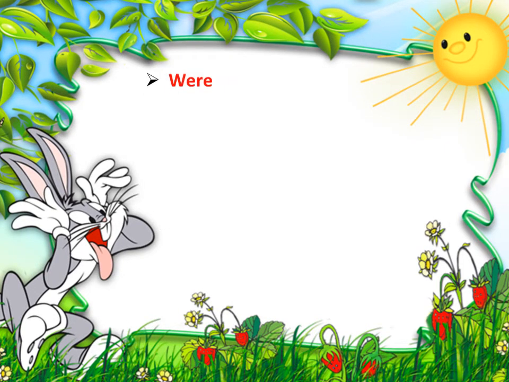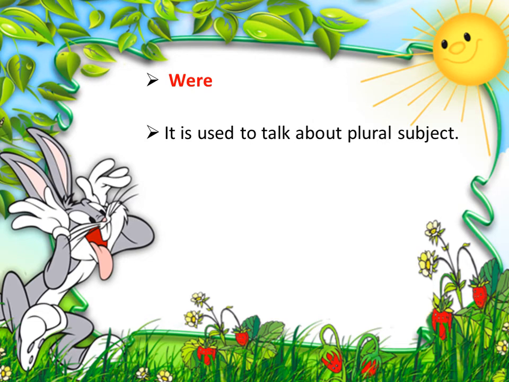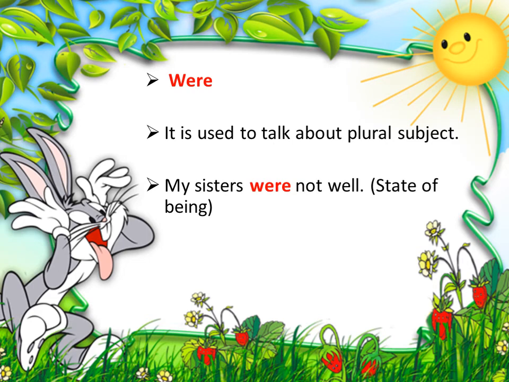Were. It is used to talk about plural subject. Plural subject in past. So whenever we want to tell someone about someone in past, past में हम किसी की condition और state बताना चाहते हैं and our subject is plural, more than one. More than one subject के लिए हम क्या use करते हैं? We use were as a helping verb. Like, my sisters were not well. So here I am telling the condition of my sisters. कि जो my sisters थी वो well नहीं थी.